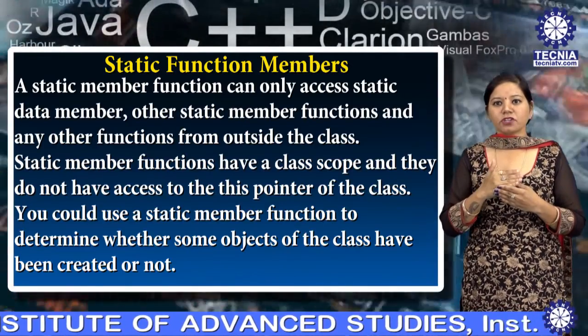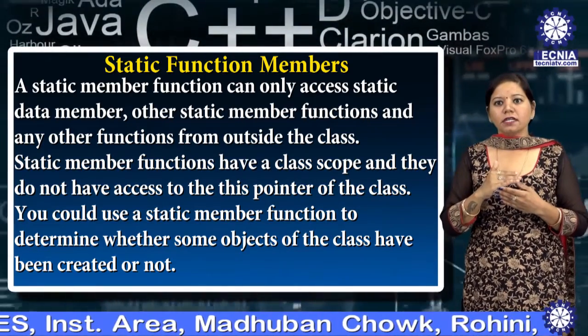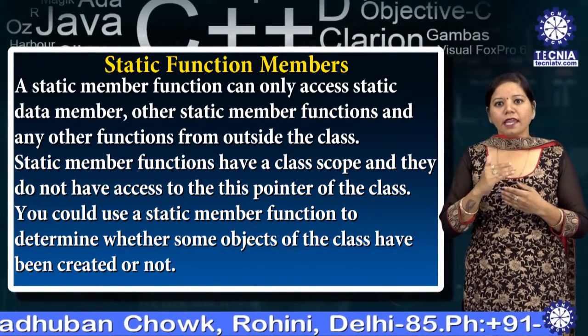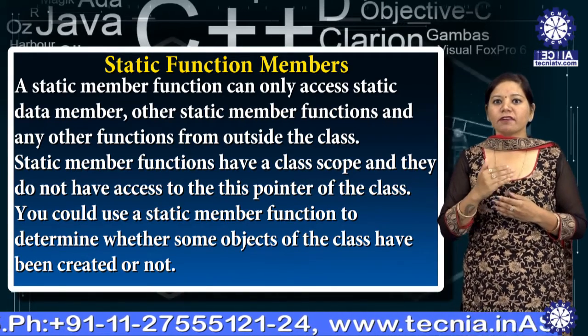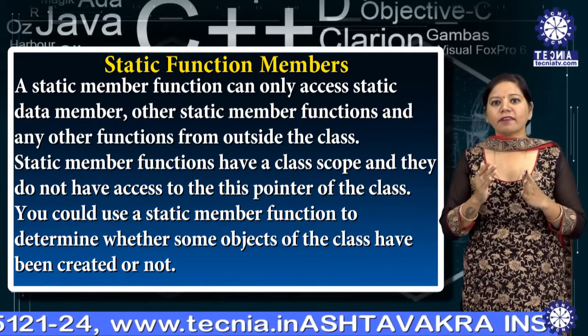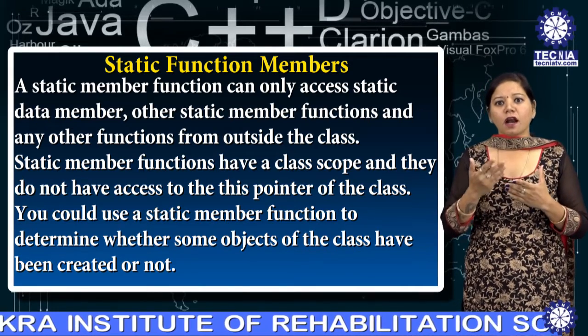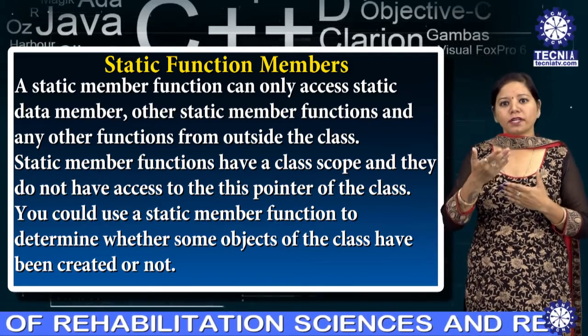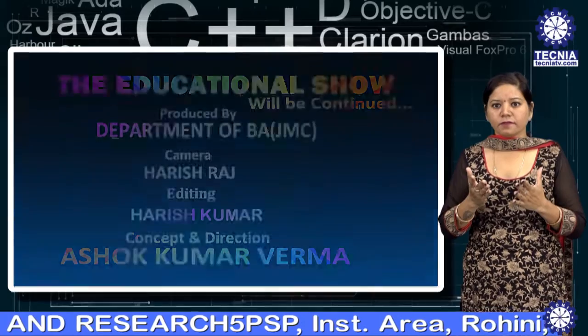A static member function can only access static data members, other static member functions and any other functions from outside the class. Static member functions have a class scope and they do not have access to this pointer of the class. You could use a static member function to determine whether some object of the class have been created or not.